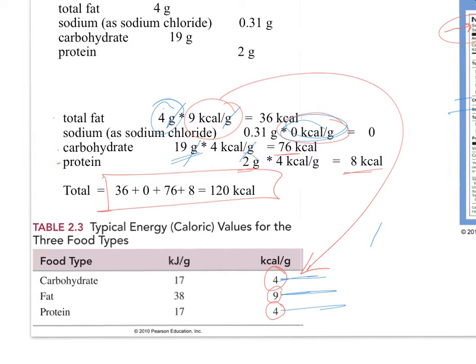And then last but not least, I've got protein, 2 grams of protein in this serving size of cracker, and protein, similar to carb, is 4 kilocalories per gram consumed. So grams cancel, 2 times 4, 8 kilocalories from the protein. Add it all up, and if you consume this 1 serving size, 14 crackers, of these particular crackers at least, you're going to consume 120 kilocalories of energy.